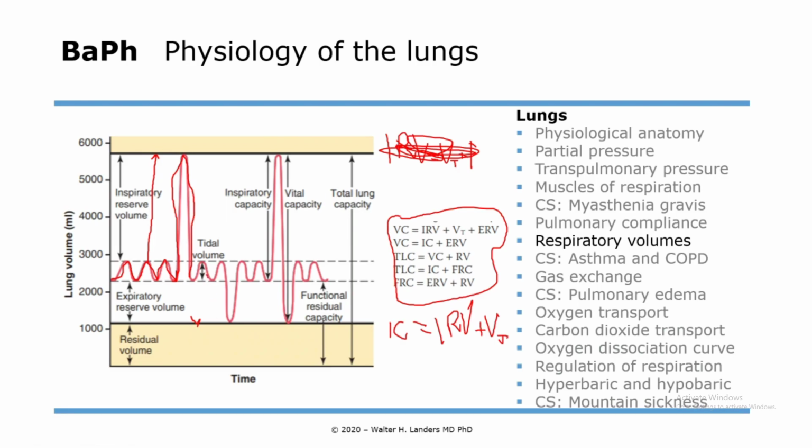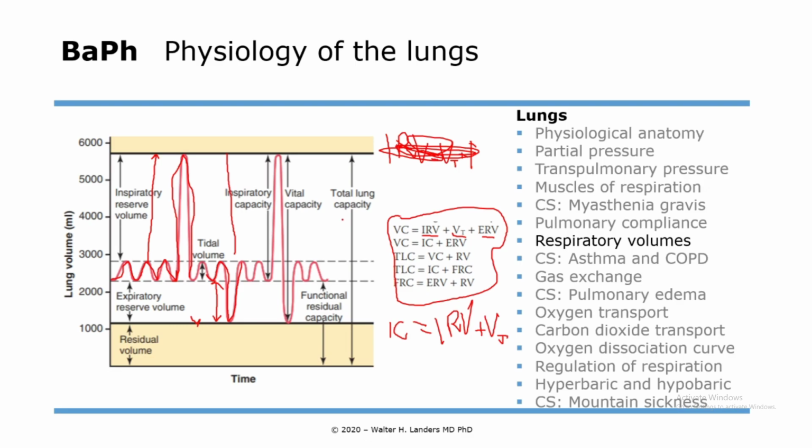Expiration works similarly. So imagine we're just regularly breathing and then we're breathing everything out until we can't anymore, and then we go back up. And this part, everything below the tidal volume, is called expiratory reserve volume. So that's the maximum amount of extra volume that you can expire. And there's no name for tidal volume and expiratory reserve volume together.